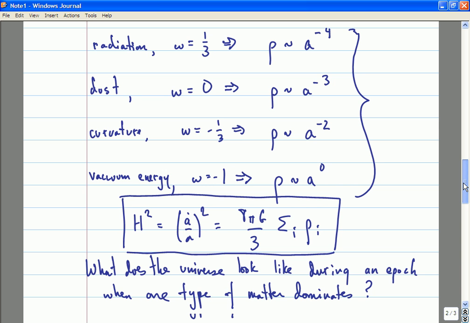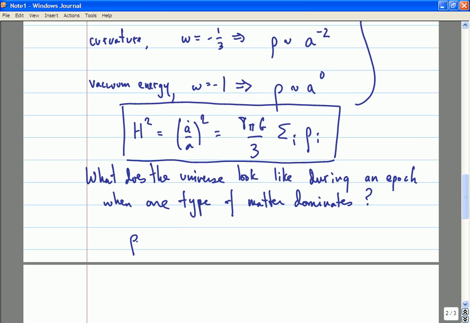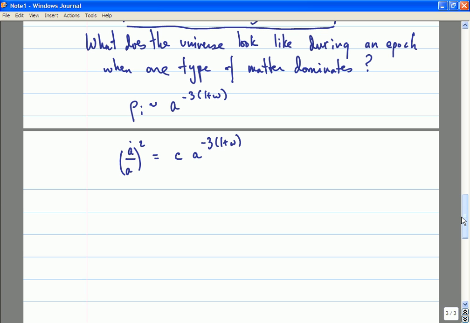So let's say that we have a matter density which goes like a to the minus 3 times (1 plus w). Then, and we can ignore all of the other terms on the right-hand side. Then the equation (a dot over a) squared is equal to a constant times a to the minus 3(1 plus w), which is such a simple equation that even I can solve it. So why don't I go ahead and attempt to do so, even though I haven't finished having my coffee.